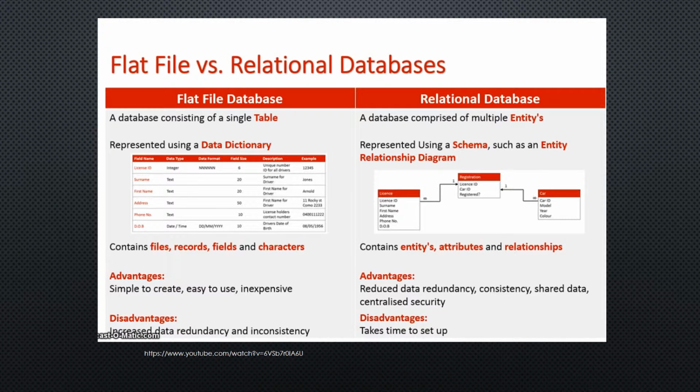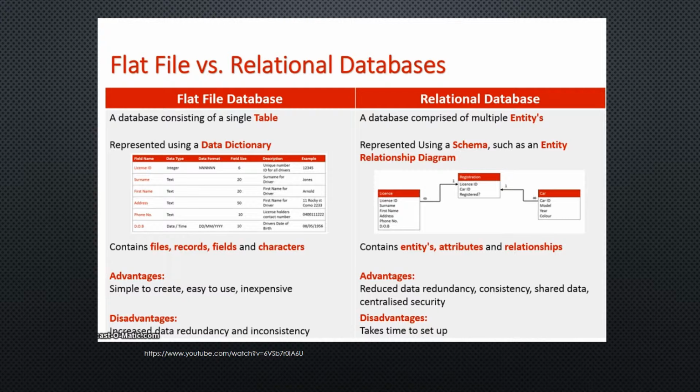Flat file versus relational databases. A flat file is a database consisting of a single table, which was the first example that we showed. It contains files, records, and characters, and is very simple and easy. A disadvantage is that there would be data redundancy and inconsistency, because data would have to be mentioned repeatedly in the databases.